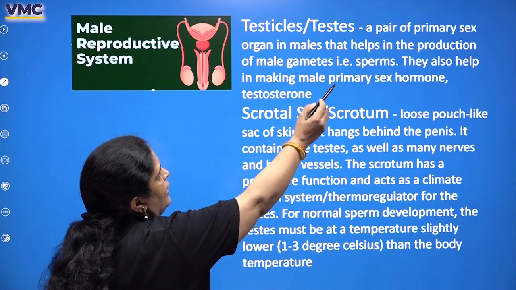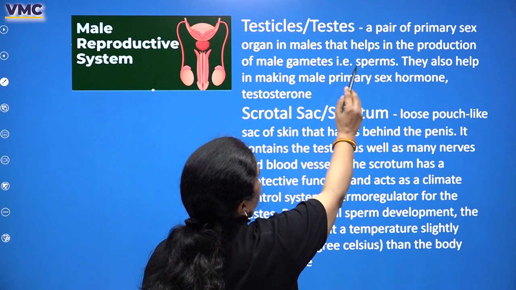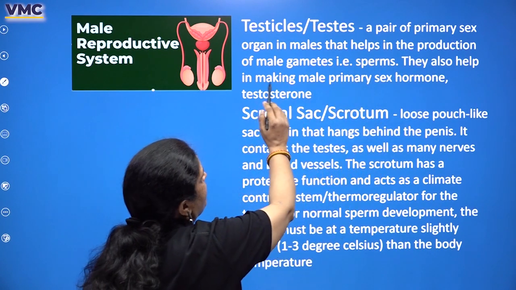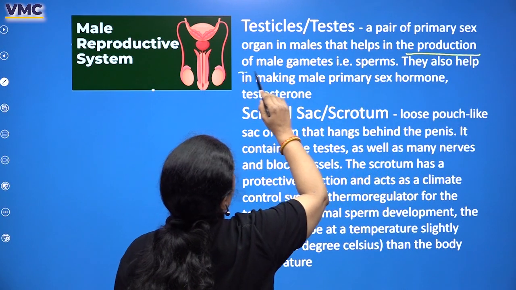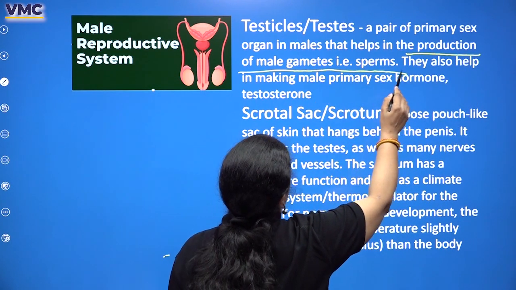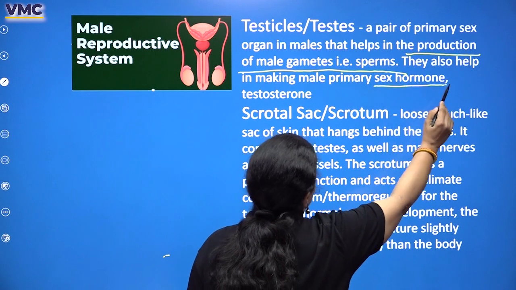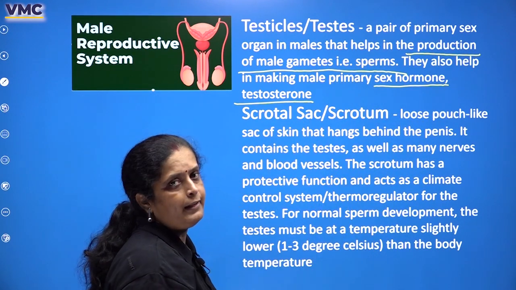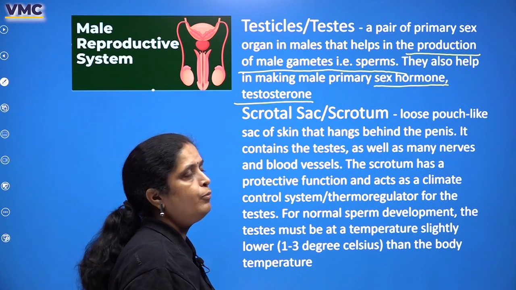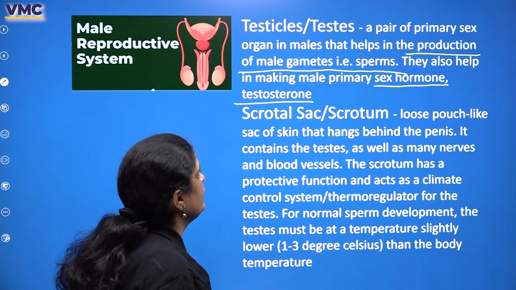So let's see this. A pair of primary sex organ in male that helps in production of male gamete. So what is it helping us with? Production of male gamete like the sperms. And they also make sex hormone called the testosterone, right? A chemical that is produced by testis hormone, and it is very important.